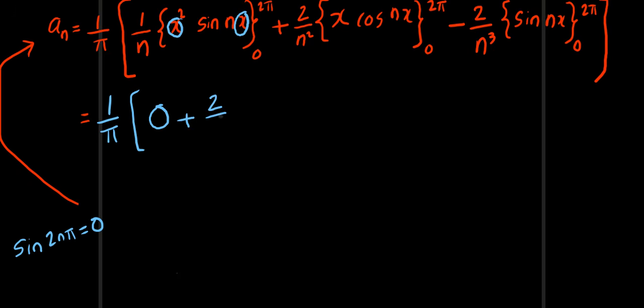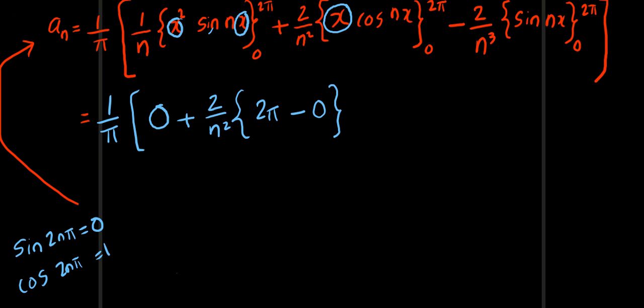Now you have to be very careful with the second term. When you substitute the upper limit, we will get 2 pi cos 2n pi. I told you just a minute back, cos 2n pi is equal to 1. So now we'll go for the lower limit. Wow, that's easy, because when you substitute, you're going to get 0 into something, and that will be 0, of course. And now the last term, that is 2 by n cube.